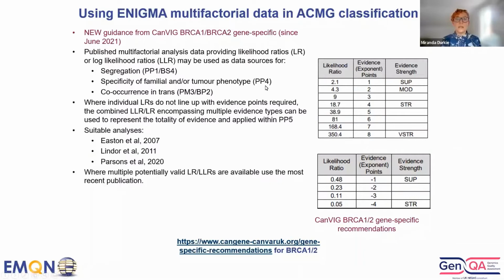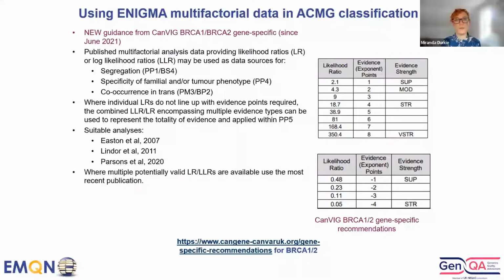But sometimes where there's evidence in several of the categories and each of them individually doesn't really add up to significant points, then you can use the totality of the evidence. We would recommend applying this within PP5. Obviously I'm aware that within the ClinGen SVI group, they got rid of the use of PP5 and BP6, the reputable source, because they recommended that you went and got that data specifically. But I think for this circumstance, this is a really good use of PP5 because you're combining different codes.